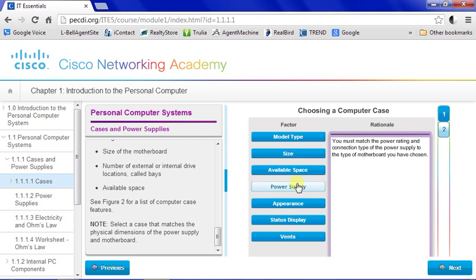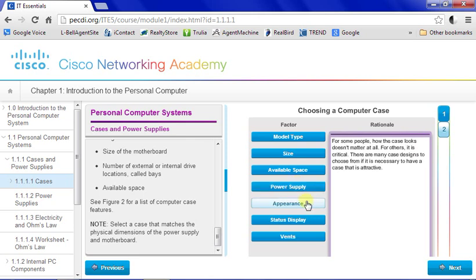Remember that when you're selecting your power supply, your power supply is the internal device that supplies power to all the parts in the computer, such as the motherboard, the CPU, the drives, the optical drives, and all our expansion cards that we might add to our computer. And so power supply rating is very important.